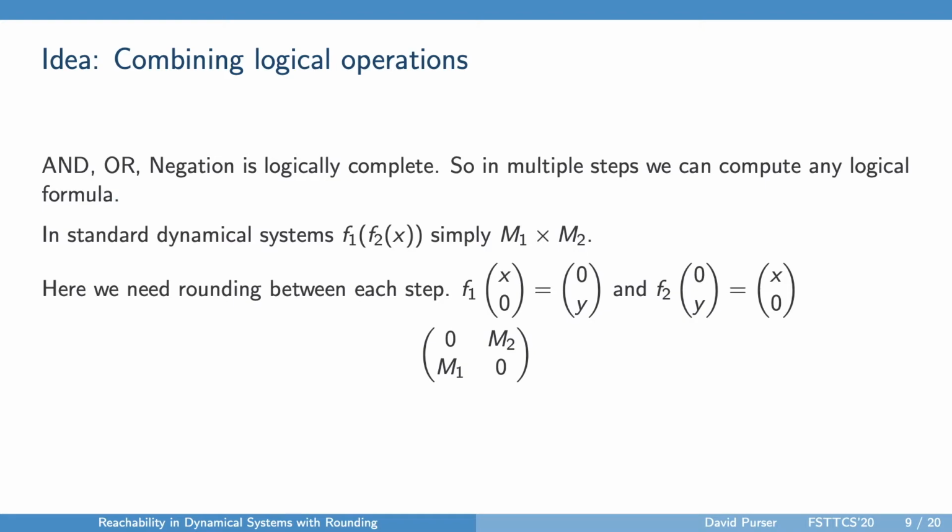The application of F1 will map the first set of variables to the second set of variables, and the application of F2 will map the second set of variables back to the first set of variables. So embedding the matrices into one matrix in this way, multiple applications of this matrix will implement multiple steps of the computation. In particular, this means we can implement branching. We can implement if then else.